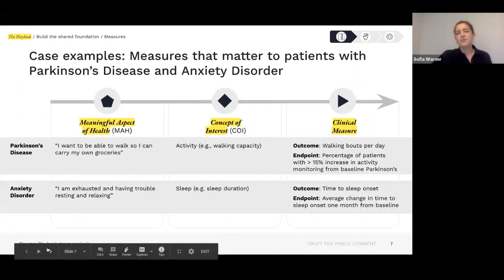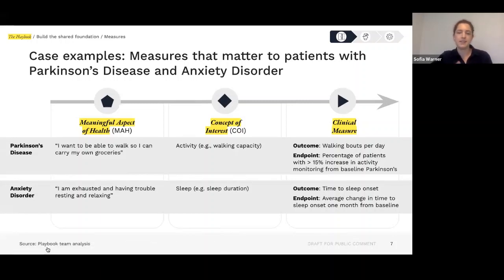And so just to share a couple other examples for other diseases and illnesses, and then we'll go back to sleep. But for example, a Parkinson's patient who has difficulty walking, what might be meaningful to them is to be able to walk so that they can carry their own groceries. So they can take a walk outside with a family member. And so then the concept that we'd be interested in that case would be their level of activity or their walking capacity. And then we could be measuring how many walking episodes they have per day. And then an endpoint could be the percentage of patients who are able to increase their activity.